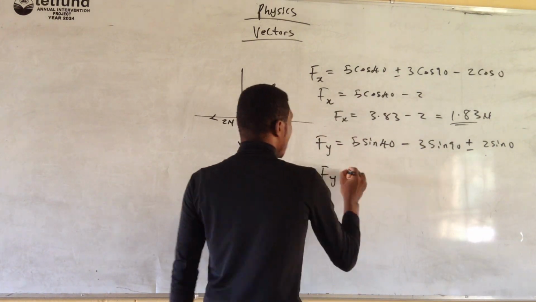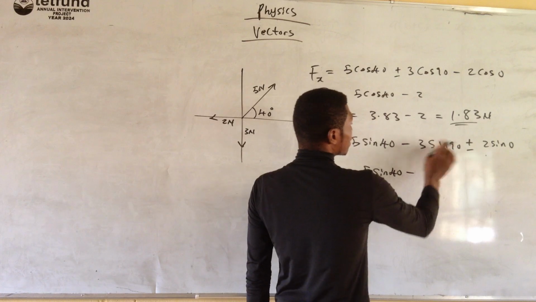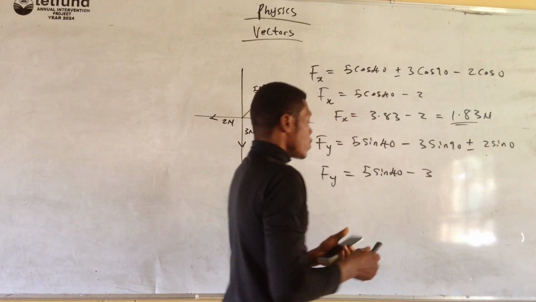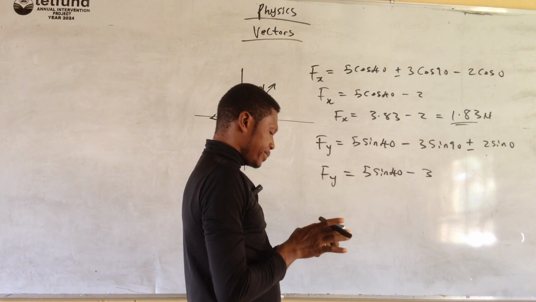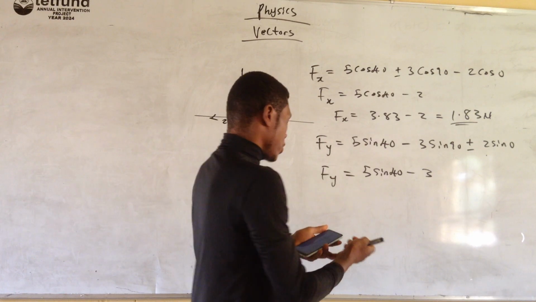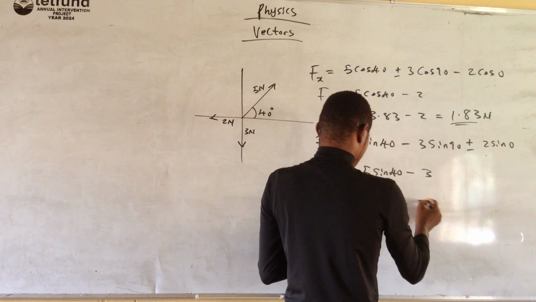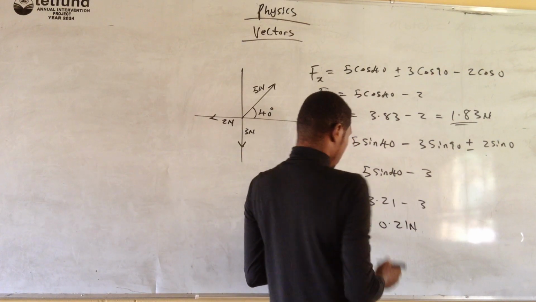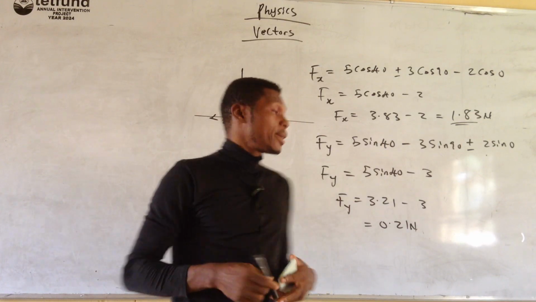So Fy is equal to 5 sine 40 minus 3 sine 90. Sine 90 is 1. Always take note. This one is 0. So 5 sine 40 will give us 3.21. That is Fy equal to 3.21 minus 3. Okay? So it will give us what? 0.21 newtons. So after calculating Fx and Fy, we now find the resultant.